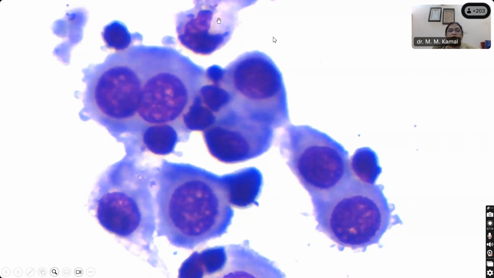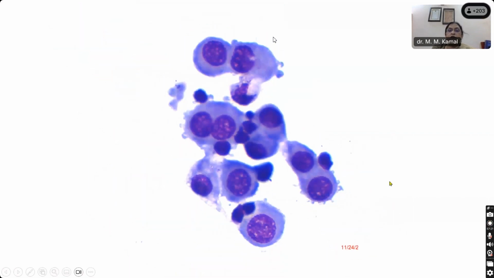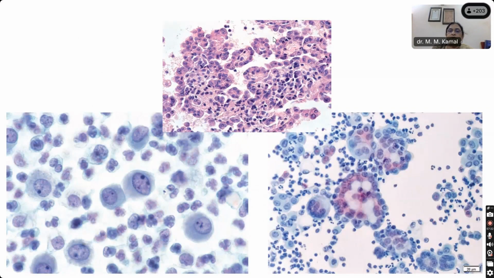So would you like to call all these cells atypical? You are not seeing any nucleoli, or they are just reactive mesothelial cells. Ma'am, mild atypia can be seen. So you feel that there is some mild atypia in this.